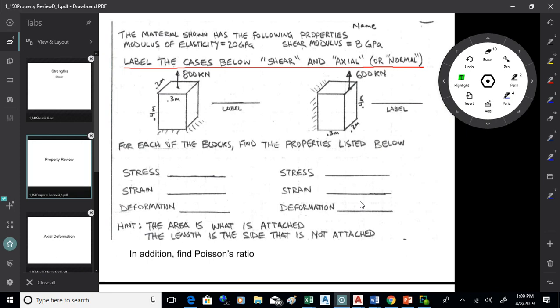Which is which? The deal is, as I was mentioning, there's just a lot of different letters and variables and all that. I just want to be sure everyone has it kind of straight here. So here's a little review of what we've been going over, just to be sure everyone's good on this, okay? So label one of them shear and the other one's axial or normal. You could use whichever word you like. They're pretty much interchangeable.